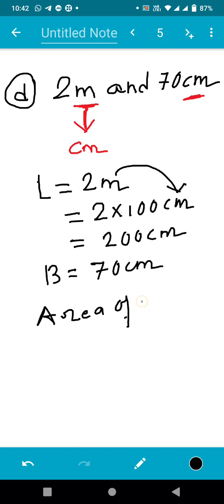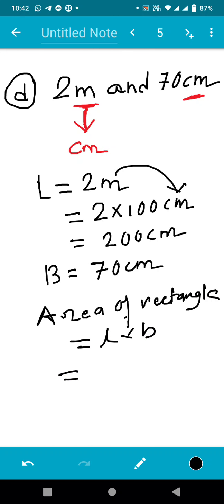Area of rectangle, and this would be equals to length into breadth. So what is the value of length? 200 centimeter, and breadth is given 70 centimeter. Fine, so here is centimeter, boys.